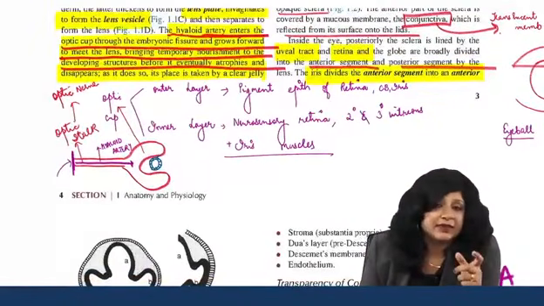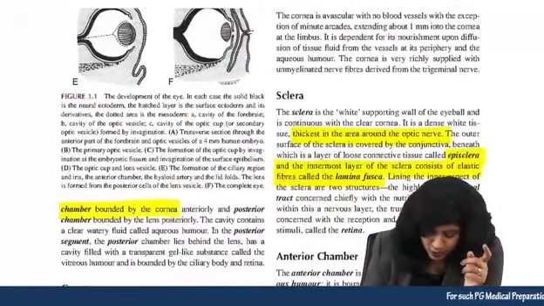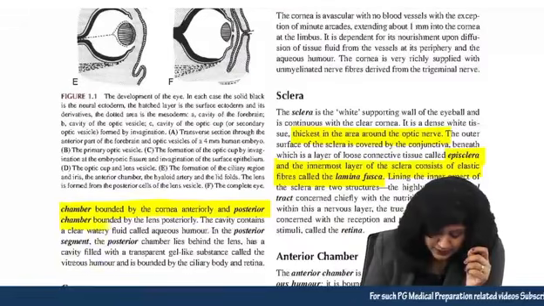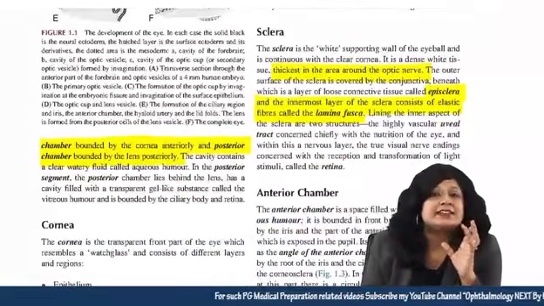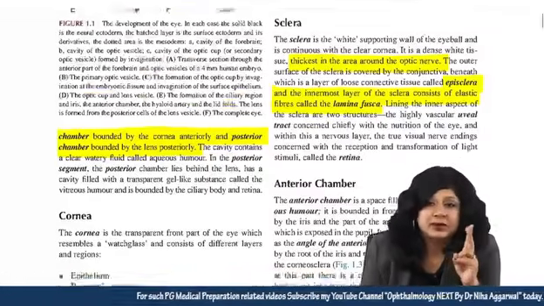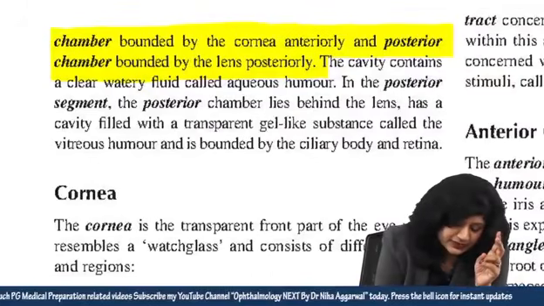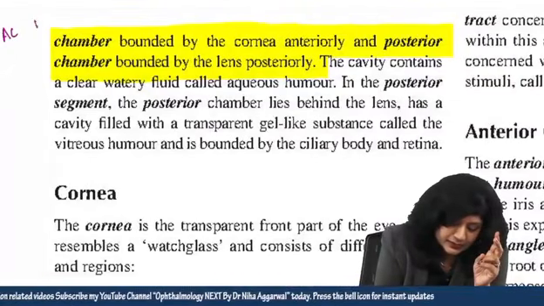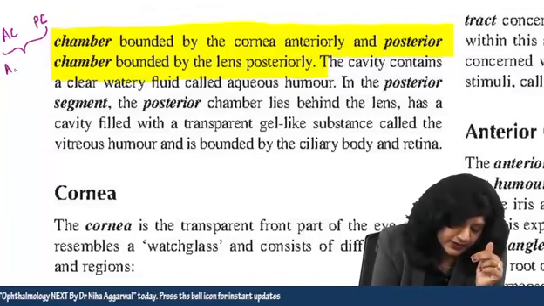Anterior segment. The iris is dividing this anterior segment into the anterior chamber, bounded by the cornea anteriorly, and the posterior chamber, bounded by the lens posteriorly. Now you know that the anterior segment contains both the chambers, that is your anterior chamber as well as posterior chamber, and they contain the same fluid.